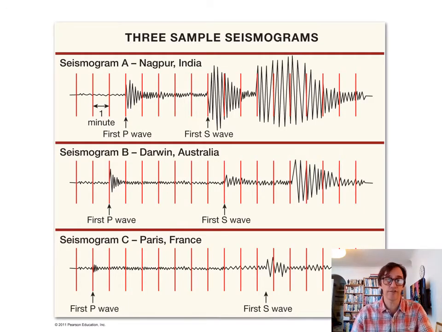So here you have 3 seismogram readings, 3 seismographs, one in India, one in Australia, one in France. They can be on different sides of the planet, so big earthquakes travel right through the Earth's interior. Here in India, the interval is 1, 2, 3, 4, 5 minutes. It's around 7 minutes in Australia, and I think, if I remember right, it's about 10 or 11 minutes in France in this case. Okay, so you've got those 3 readings.